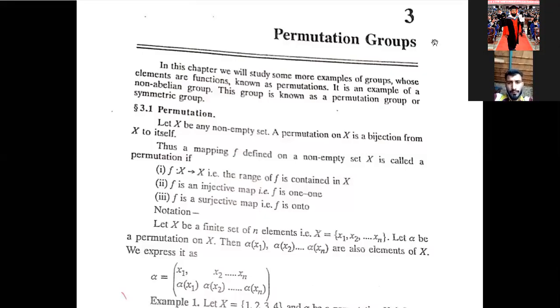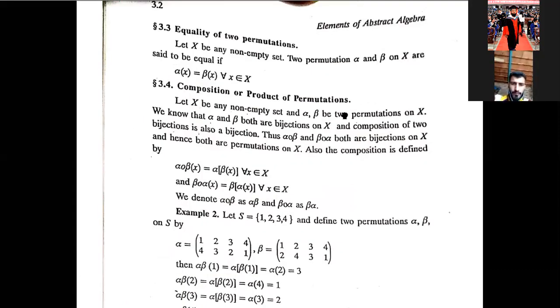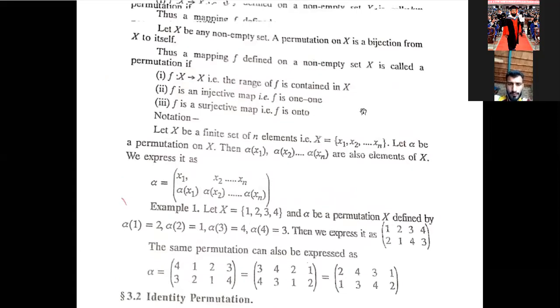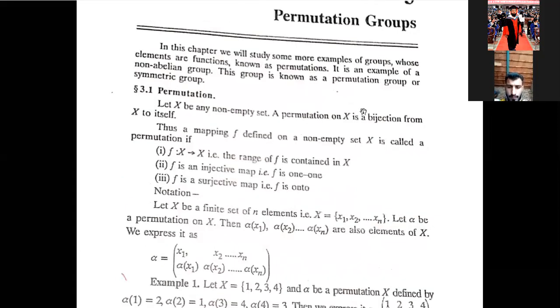Okay, first of all, what is a permutation? A permutation is a bijective mapping from a non-empty set X into itself. It means, let X be any non-empty set. A permutation on X is a bijection from X into itself.